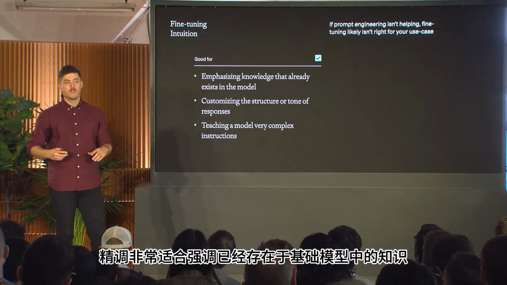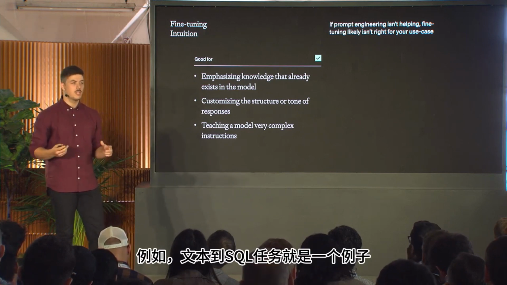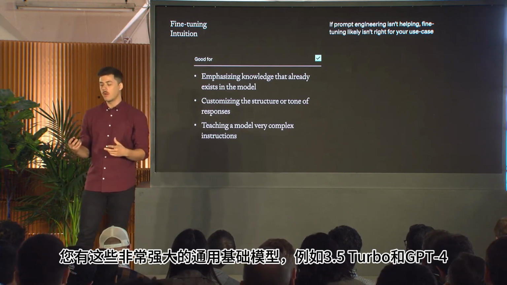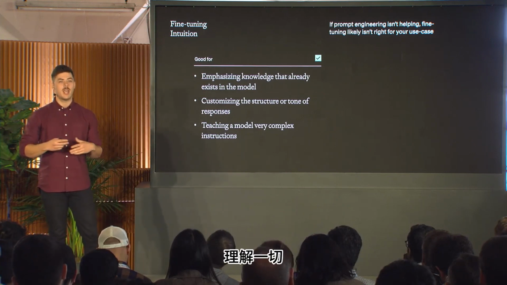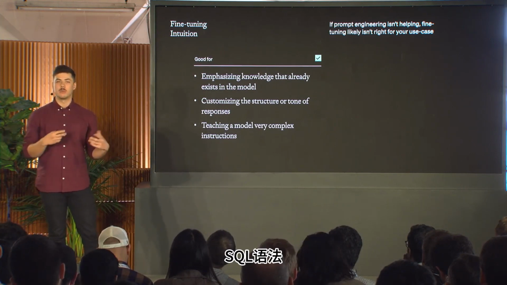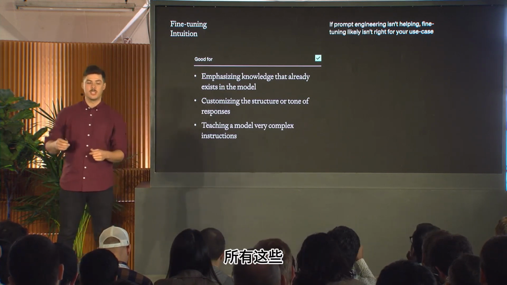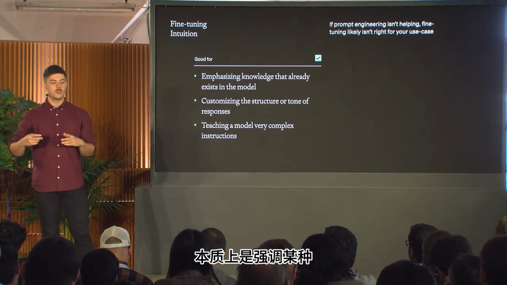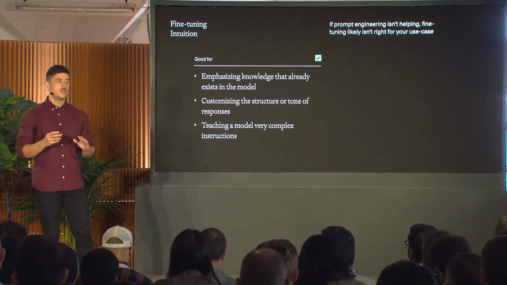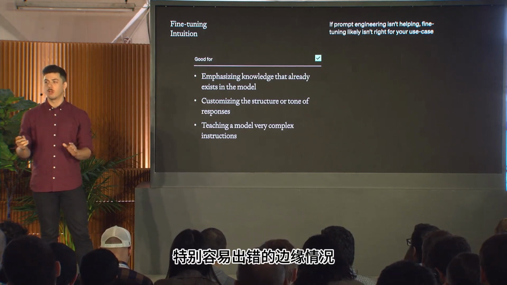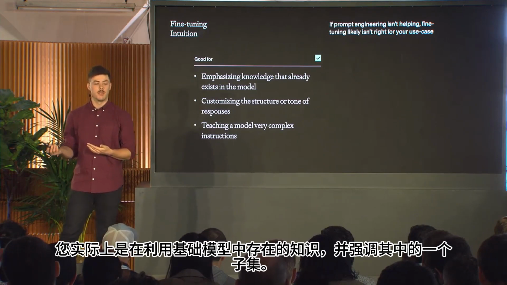Fine-tuning is really good for emphasizing knowledge that already exists in the base model. An example of this might be a text-to-SQL task. You have these very powerful general base models like 3.5 Turbo and GPT-4, and they really understand everything there is to understand about SQL, right? The SQL syntax, the different dialects of SQL, how databases work, all of these things. But you might want to fine-tune the model to essentially emphasize a certain SQL dialect, or to coerce the model to not work its way into edge cases that are specifically error-prone, right? So you're essentially taking the knowledge that exists in the base model and you're emphasizing a subset of it.